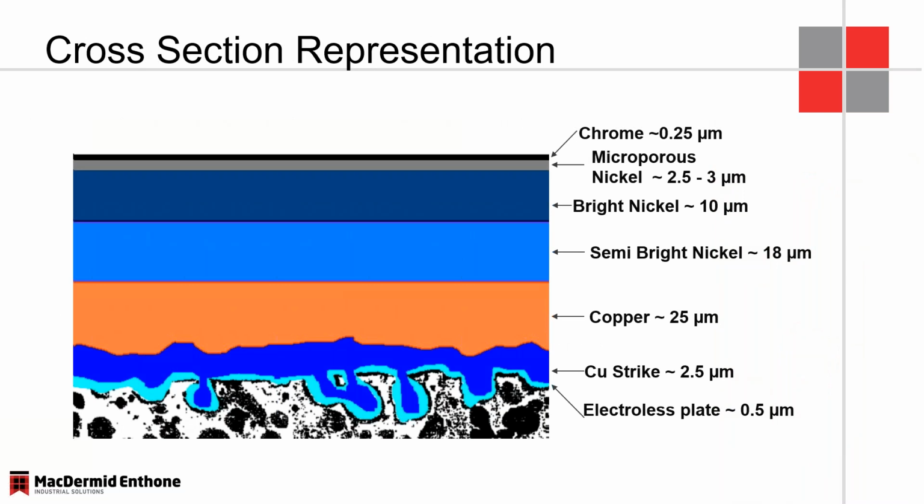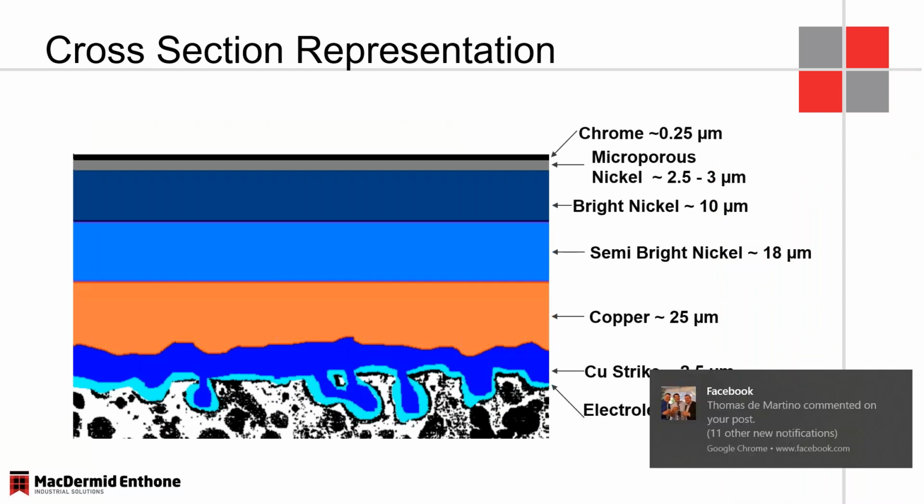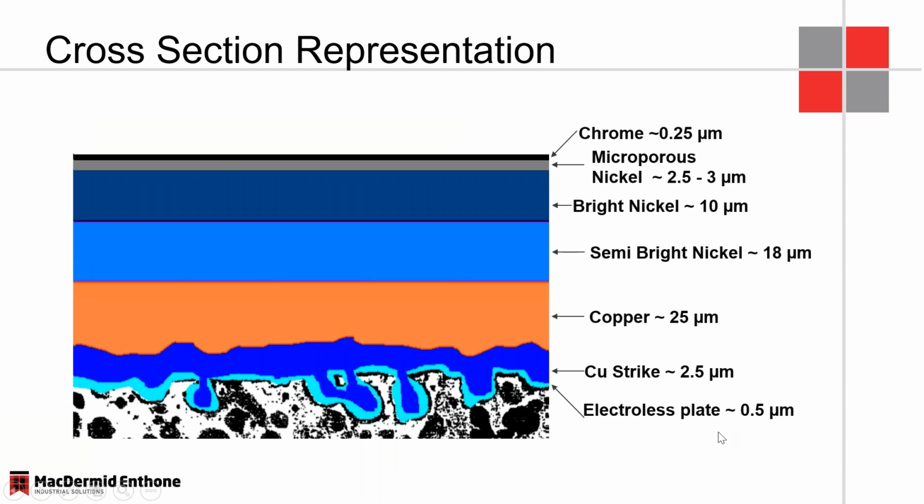So this is just an example of what a cross section of a copper plated part would look like. So we have our plastic substrate followed by an electroless layer, typically electroless nickel. We have a copper strike over that to start to build some copper thickness, provide some conductivity. And then I have my copper, in this case, a triple nickel construction, and then my chrome layer.